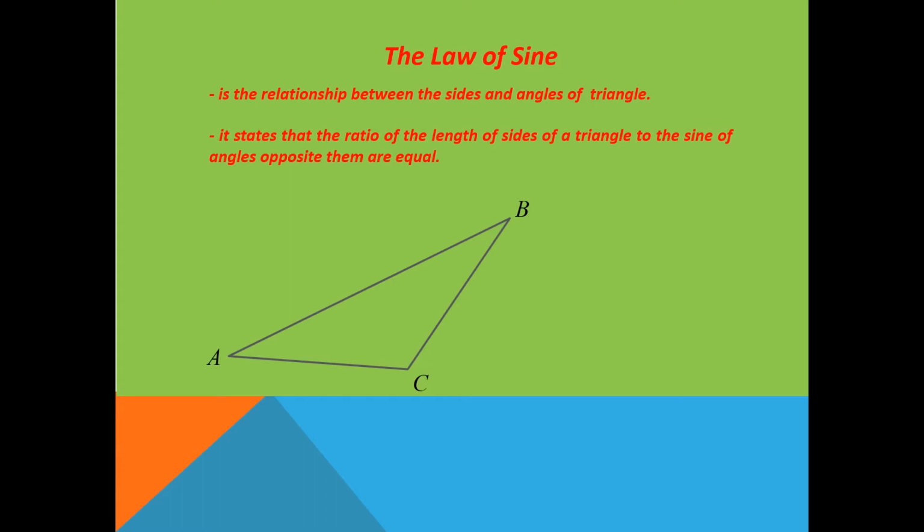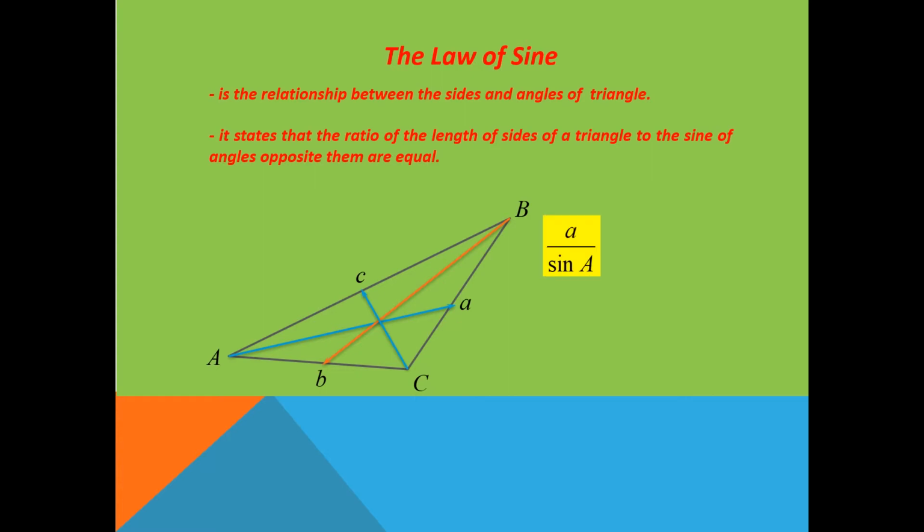Let's say we have this triangle ABC, side A, side B, and side C. Side A is opposite of angle A. Side B is opposite of angle B. And side C is opposite of angle C.